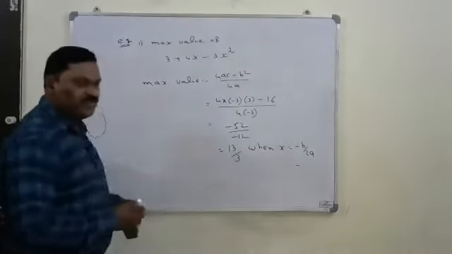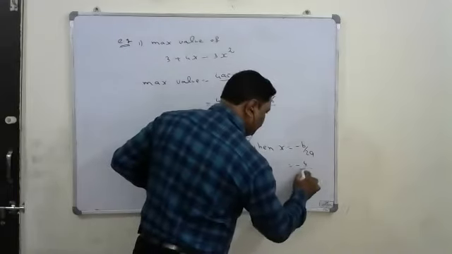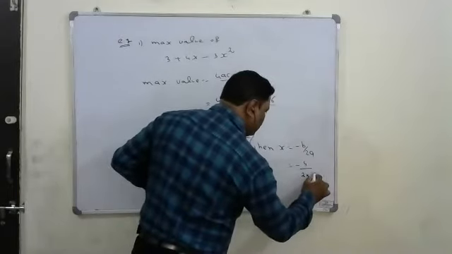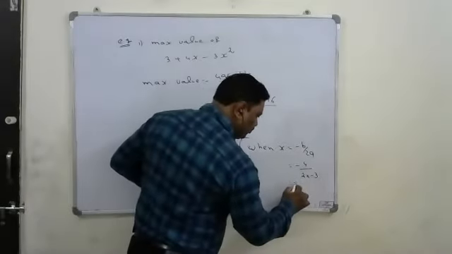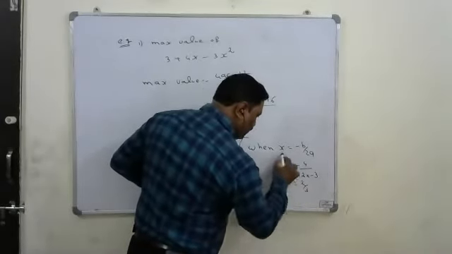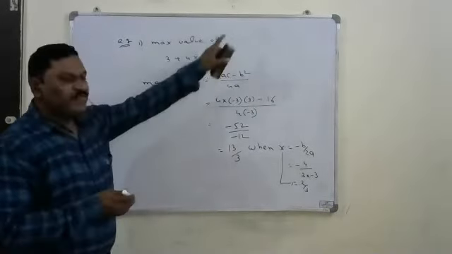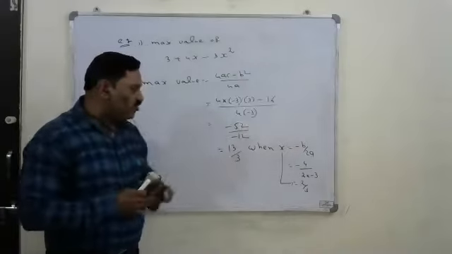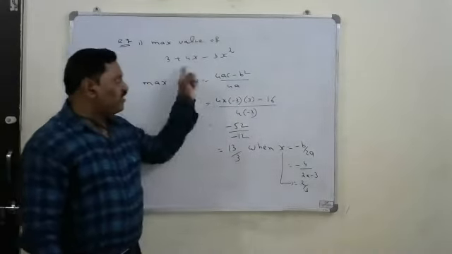Minus b by 2a. What is the b value here? 4 upon 2 into a, which is minus 3. Minus minus gets cancelled, 2 by 3. So when x is equal to 2 by 3, this expression gives the maximum, and that maximum value is 13 by 3, right? Means substitute x equal to 2 by 3 in that expression.